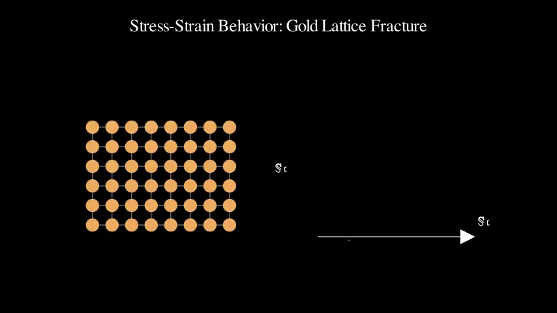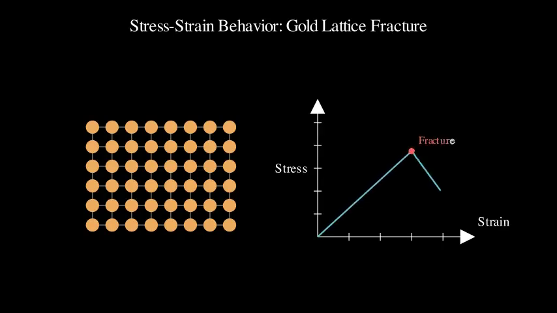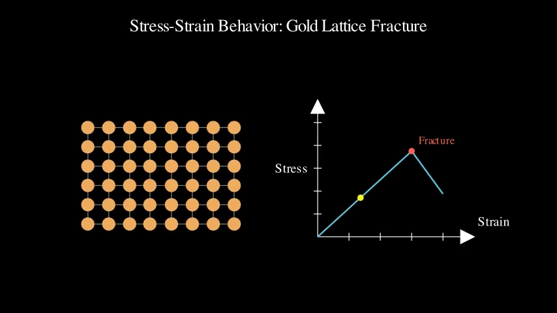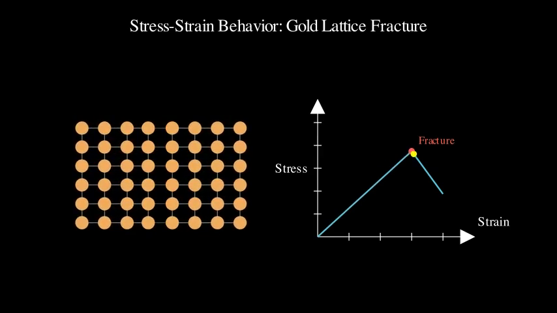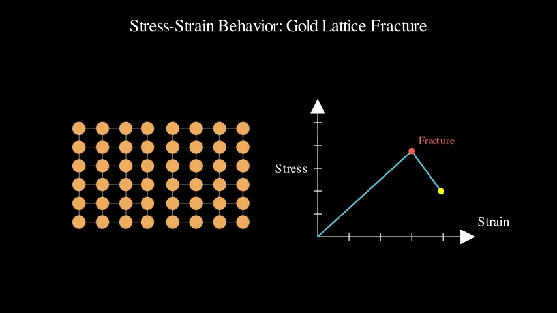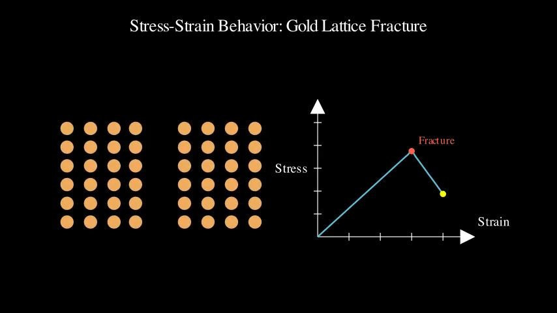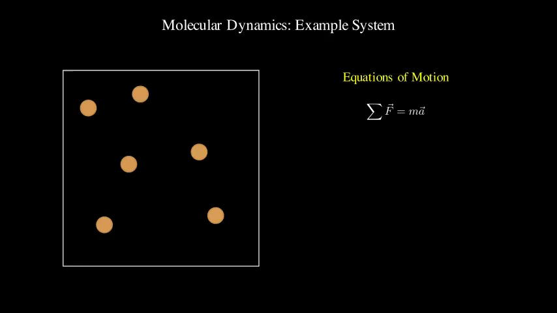We can zoom in to the atomic structure of the gold bar, and we can see it begin with the breaking of the bonds between atoms. Here we have a lattice of gold atoms. Again, we're going to pull it apart to increase strain, and once we've reached this critical breaking point, the atomic bonds begin to fail and the lattice separates. To study effects like this at the atomic scale, we use molecular dynamics.